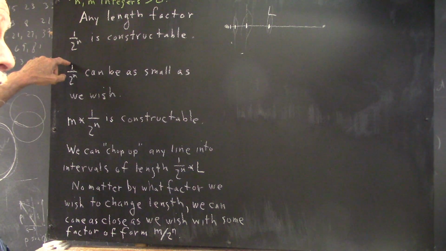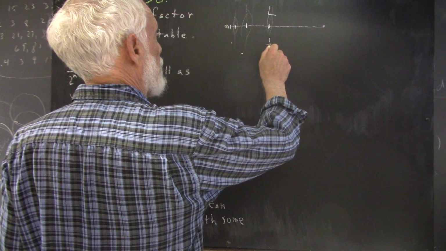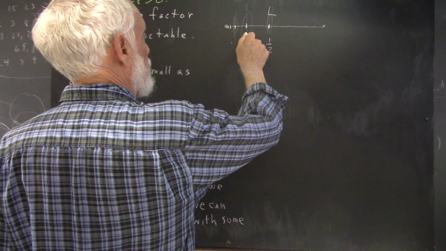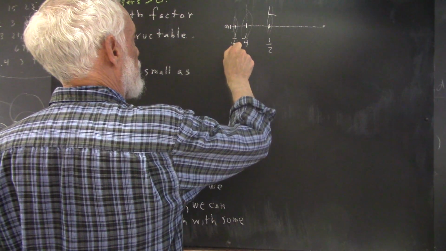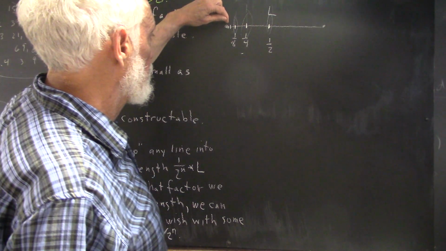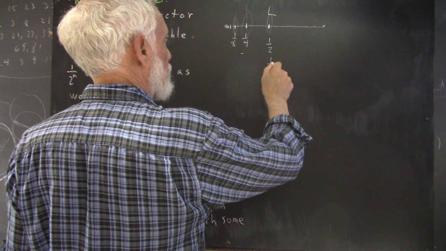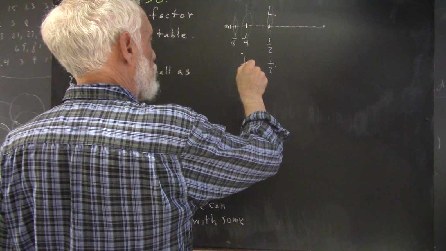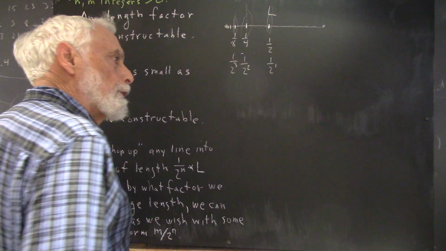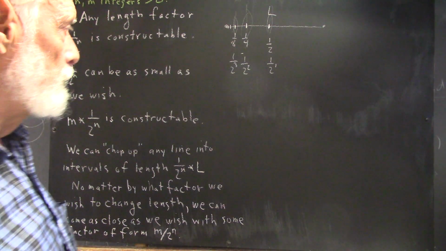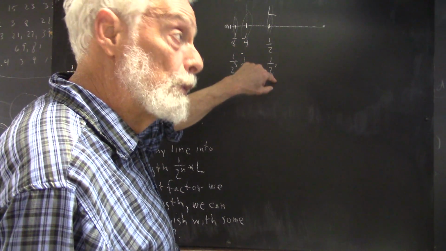Now, what's 1 over 2 to the n have to do with this? Well, right here we have length 1/2. Here we have length 1/4. Half of that is 1/8. Half of that is 1/16, 1/32, 1/64, etc. But, okay, 1/2 is 1 over 2 to the 1, 1/4 is 1 over 2 squared, 1/8 is 1 over 2 cubed, all for reasons that you should understand very well. If we take 1/2 of 1/2, we have 1 over 2 squared.